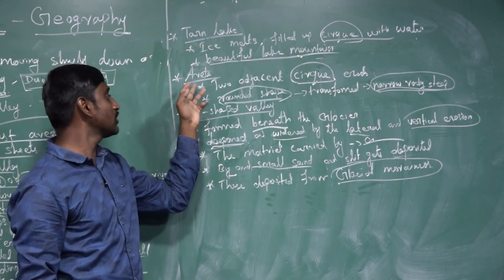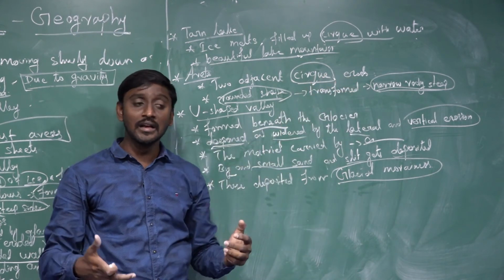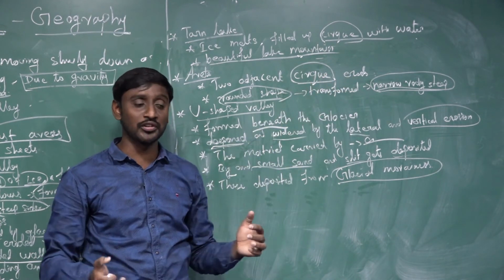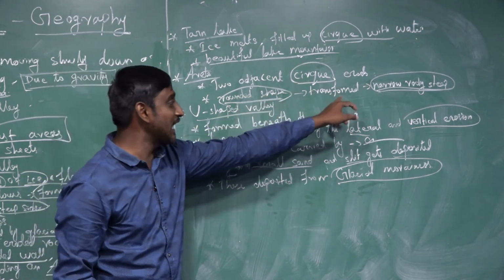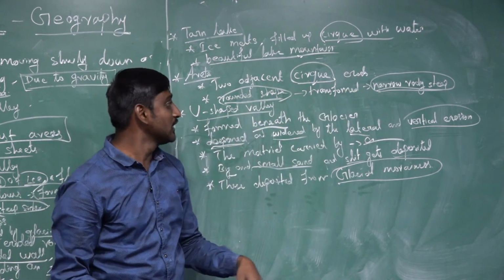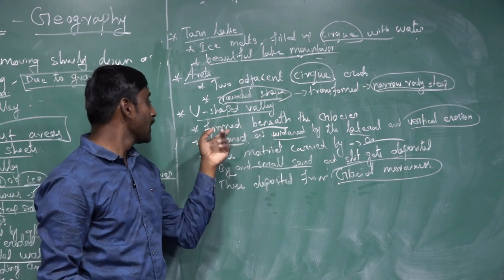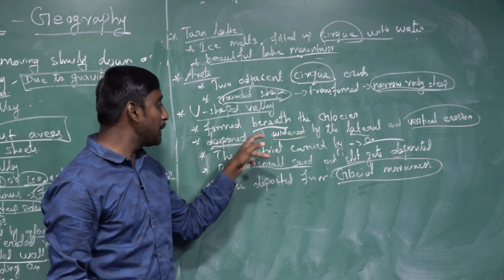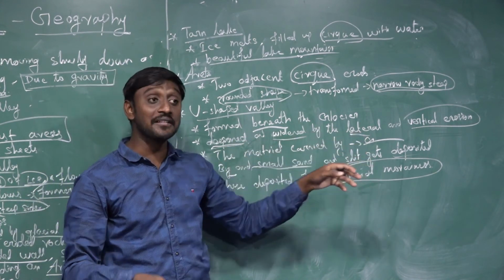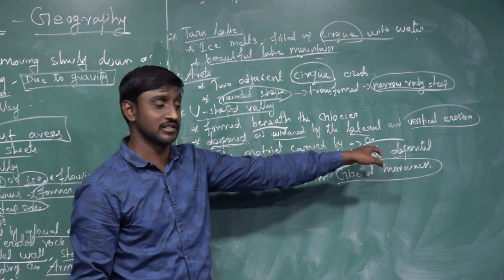This is an arête. Arête means two adjacent cirques erode into each other and clash. First they are round shaped, and then transform into a narrow, rocky, steep ridge. Next, the U-shaped valley. A U-shaped valley is formed beneath a glacier, deepened and widened by lateral and vertical erosion. The material is carried by the glaciers.